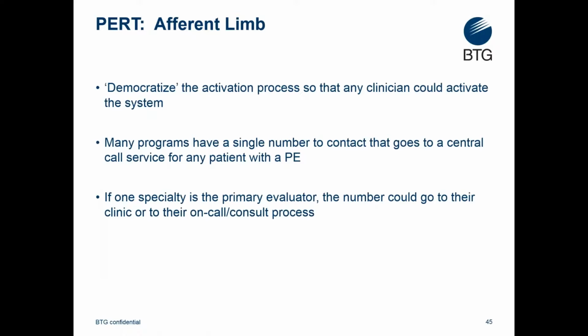So Sam, I think it's very important to make it a democratic activation process so that any clinician could activate the system. A lot of nurses will activate the rapid response teams. I think even making it that democratic, that if you have a known PE, the team is just activated, is a great goal for any hospital or system to get to. Many programs will have a single number to contact so that all phones go to a central call service. If one specialty is the primary evaluator, the number could go to their clinic or their on-call process, and that's what we have. We have a very well-known number, and whenever there's a PE, our number is called, and the primary evaluator is activated, and the team goes from there.